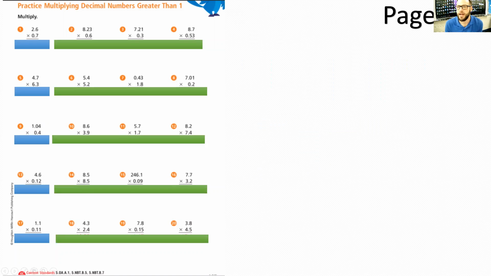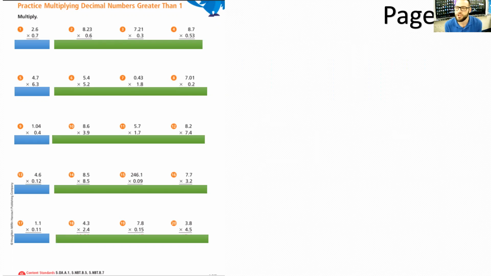Today, on page 167, most of this you're going to do on your own, and that's why this video is just a short and sweet one. But I'm going to go over 5 of these with you right now, and you are to complete this page before tomorrow, okay? So looking at number 1, let's go over 2.6 times 0.7.